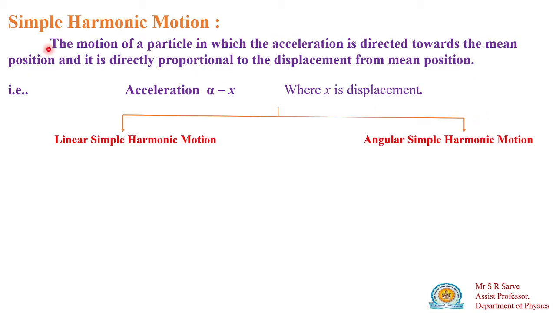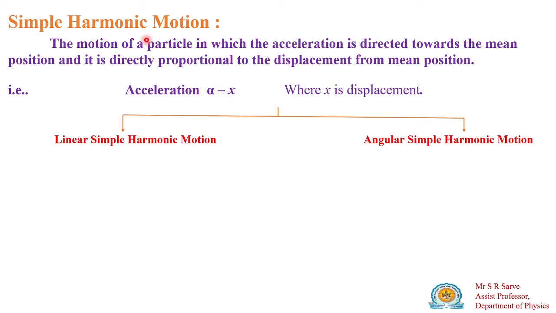Now we will go to simple harmonic motion. So what is simple harmonic motion? The motion of a particle in which acceleration is directed towards the mean position and is proportional to the displacement from the mean position. That means if any particle is performing oscillatory motion, then its acceleration is directly proportional to its displacement from the mean position. And this acceleration and displacement are oppositely directed. That's why there is a negative sign.